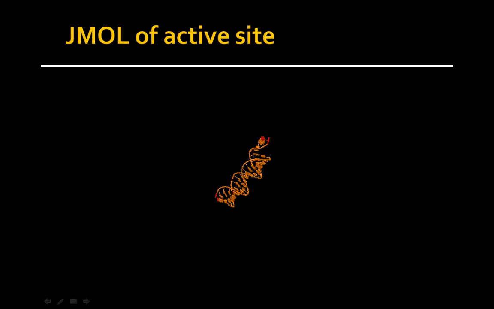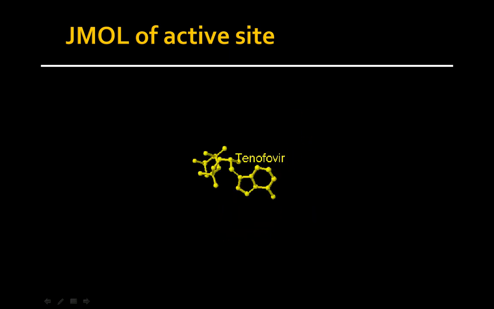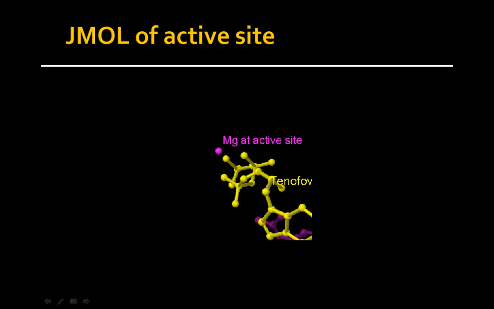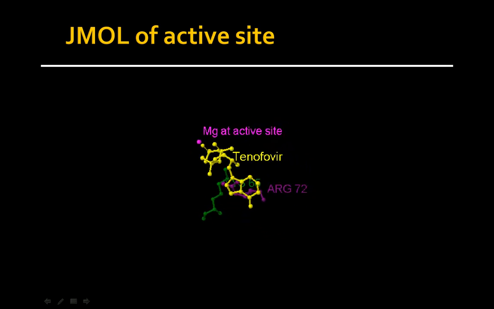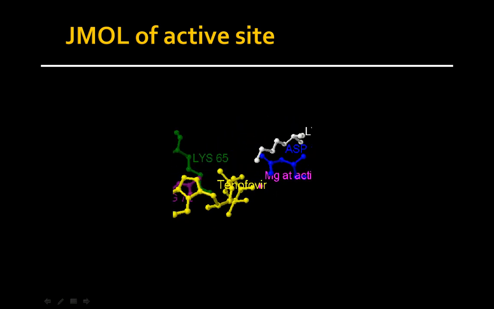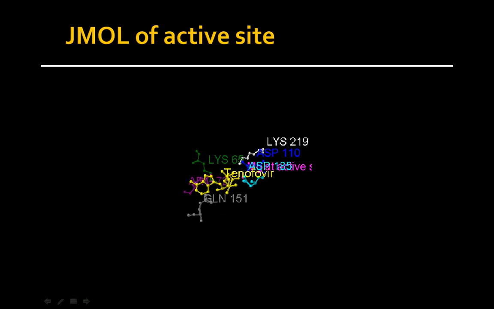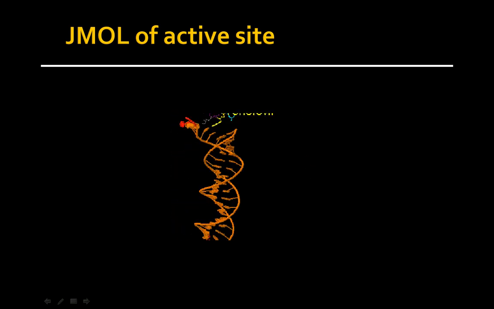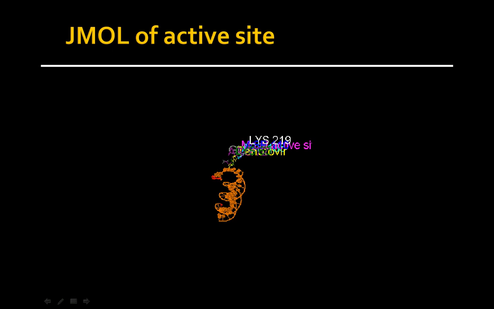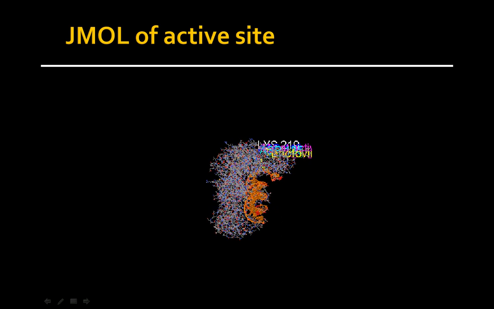The following shows the active site of the reverse transcriptase in the polymerase domain, which is made up of a magnesium, which is shown here, and the following amino acids: lysine 65 and 219, aspartic acid 110 and 185, arginine 72, and glutamine 151. Together, these amino acids interact with tenofovir to add it to the growing viral DNA chain.